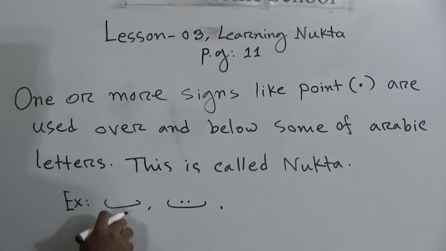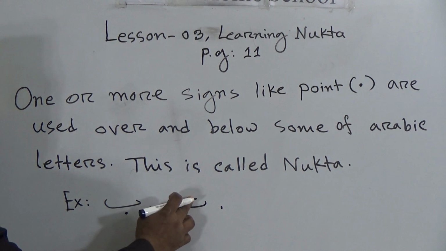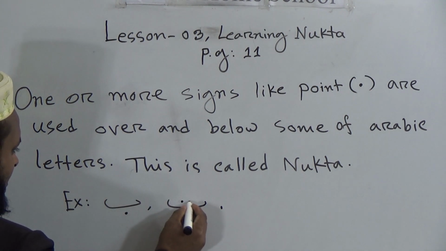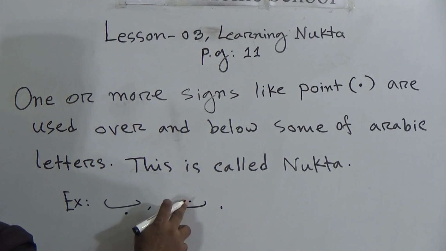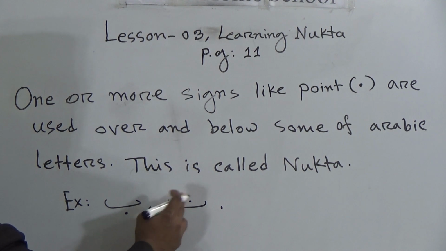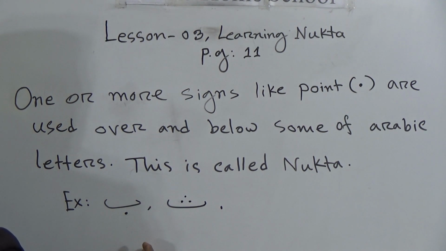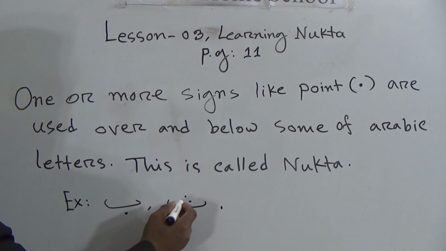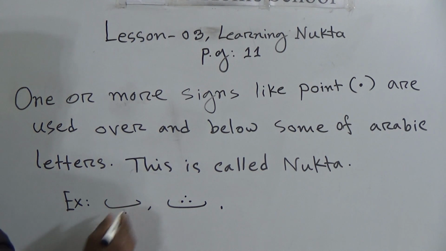It is also used below the letter and also can be used on the letter, such as two Nukta. This is two Nukta. If you use more Nukta, this is three Nukta. Okay, this is one Nukta's letter and this is three Nukta's letter. Like this point, this sign name is Nukta.